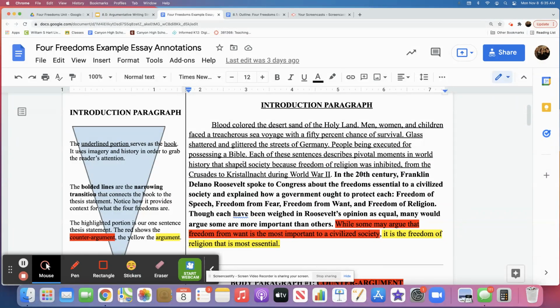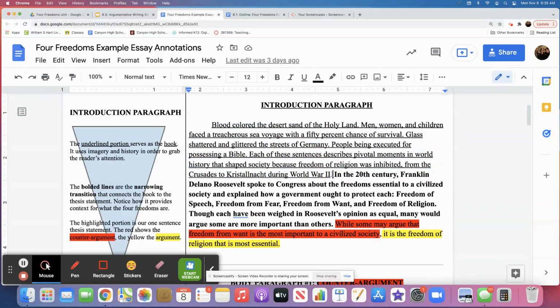Blood colored the desert sand of the Holy Land. Men, women, and children faced a treacherous sea voyage with a 50% chance of survival. Glass shattered and glittered the streets of Germany. People were executed for possessing a Bible. Each of these sentences describes pivotal moments in world history that shaped society because freedom of religion was inhibited, from the Crusades to Kristallnacht during World War II. So that's all of my hook.